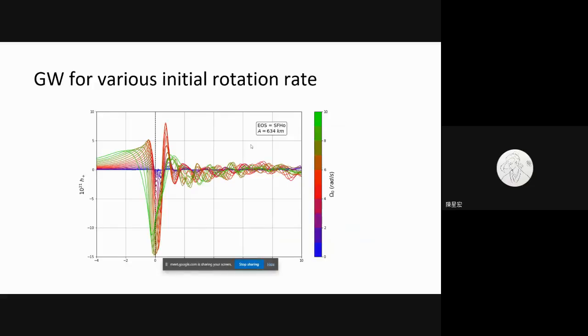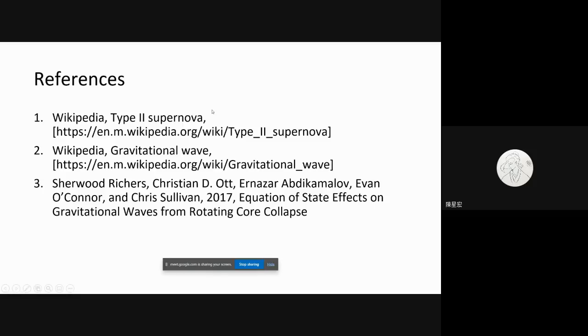Oh, okay. The next one just shows some intuition of how omega 0 affects the waveform. So our proposal is to train a model that can extract the rotational effect, that is the initial rotation rate, from the waveform, and here's our presentation.